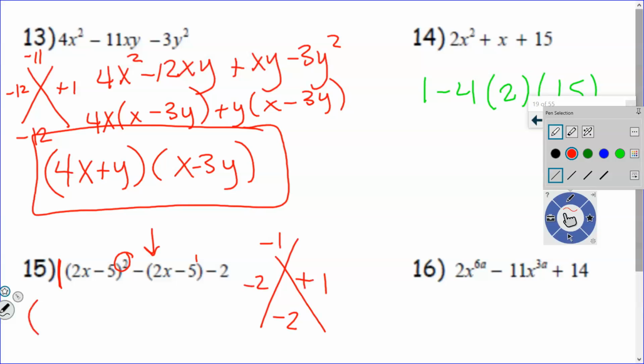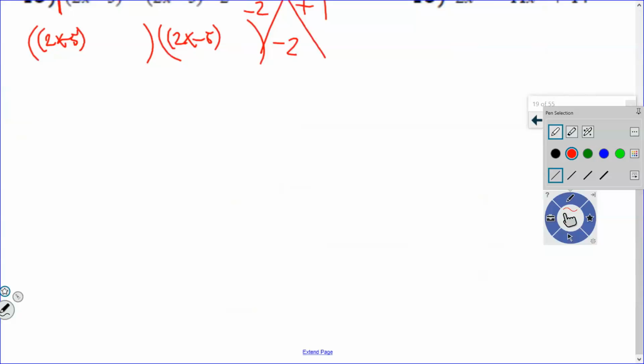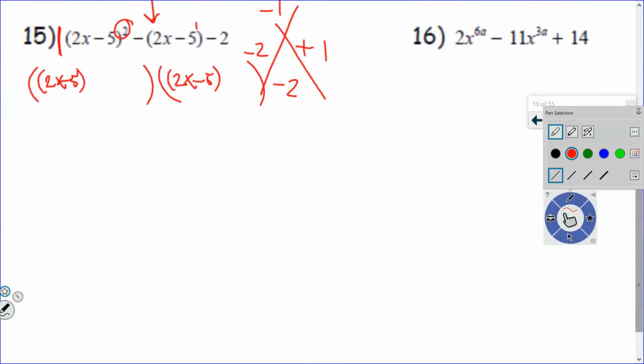All right, I'm going to draw my factors here. I'm going to dump in those 2x minus 5s, one each. Let me extend my page so I can make sure everybody sees. Let me move this up. That's a little too far. Here we go. Okay, and then remember, I knew it was a -2 and a +1. So that's 15 factored.